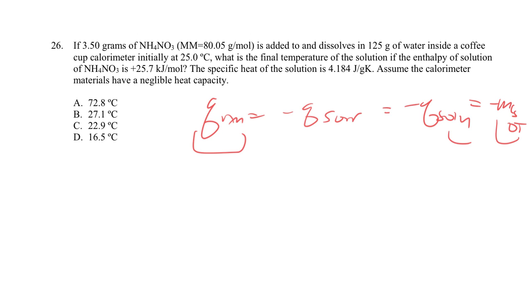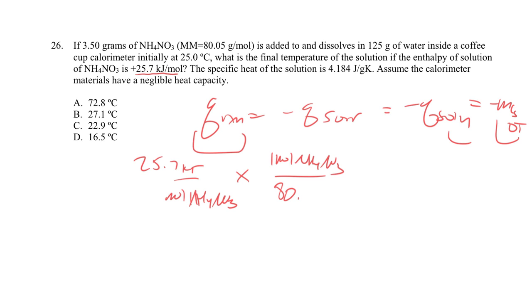So the Q reaction here, we can actually calculate because we know the delta H of solution is 25.7 kJ per mole of ammonium nitrate. And we can even convert to per gram. One mole of ammonium nitrate is 80.05 grams. So take 25.7 and divide it by 80.05, and that would be 0.321 kJ per gram. Well, we've got 3.50 grams undergoing this reaction.